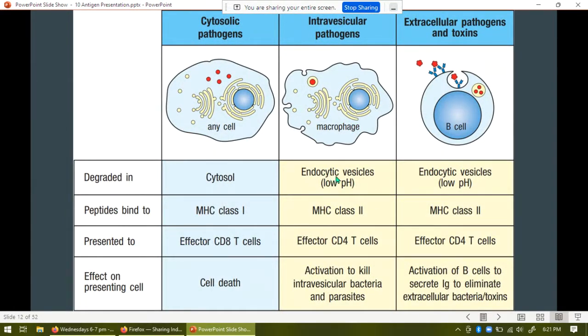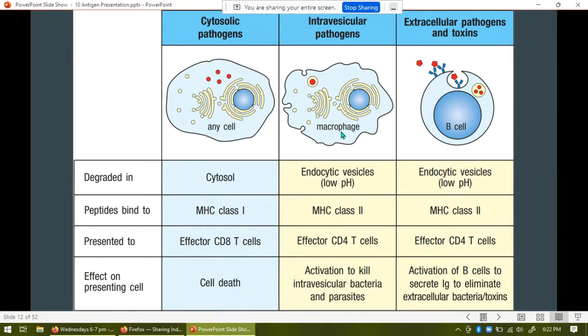So this is a figure comparing and contrasting the types of locations for antigen presentation depending on the circumstance. For example, any cell can take cytosolic antigens, load them into MHC1, and if the cytotoxic T cell recognizes that peptide, it will kill the target cell.